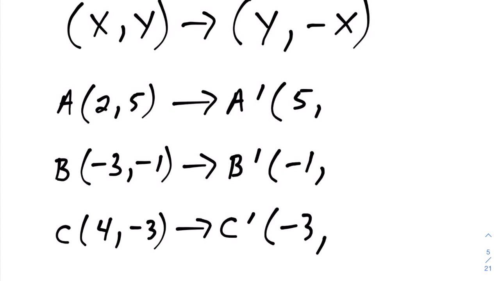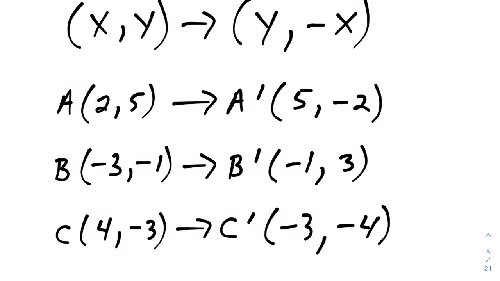So I'm going to do the same thing with the x coordinate. Right now the x coordinate is 2. It's going to move to the back and becomes its opposite. So the opposite of 2 is -2. For B, it is -3. Move it to the back, become its opposite. So it is a 3. And then finally for the C, it is a 4. It's going to move to the back and become the opposite of 4, which is -4.